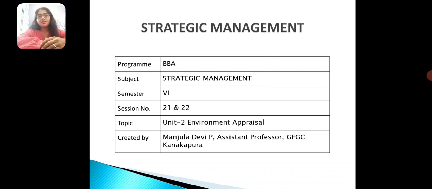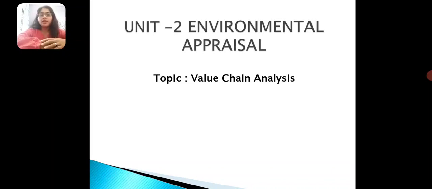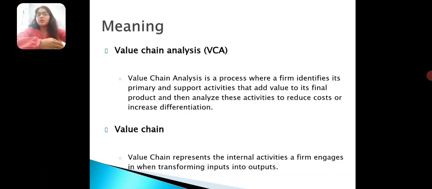In this session, we are discussing strategic management of BBA 6th semester, Unit 2 Environment Appraisal. In this session, we are talking about value chain analysis. So, what is value chain and what is the analysis of this value chain? Through this analysis, how competitive advantage can be achieved is all the subject matter of this session. So, let us see what is value chain analysis and what are value chain activities.